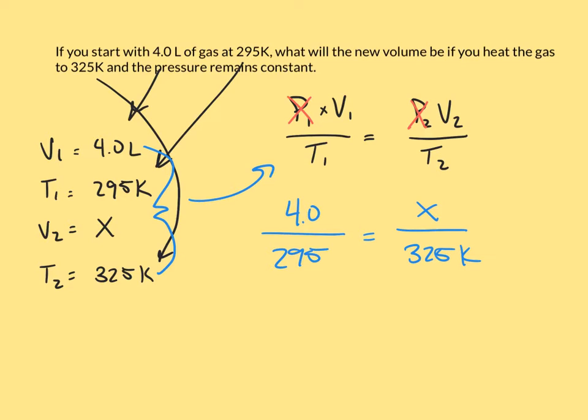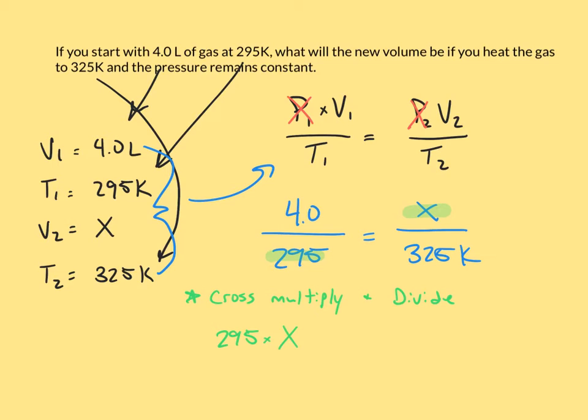Next, I need to solve for X, the X in the upper right-hand corner here. So what I need to do is cross-multiply and divide. And you can cross-multiply and divide every time to get this right. So you take the bottom left-hand corner, 295, and multiply it by X. And then I write that down here.